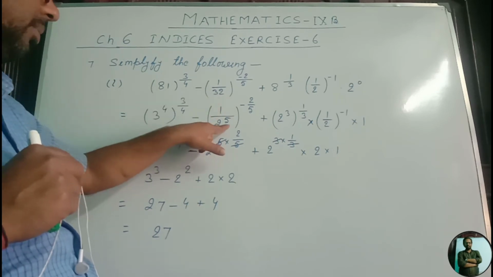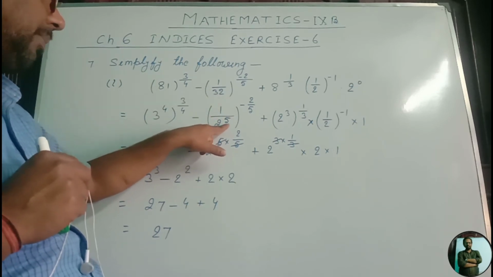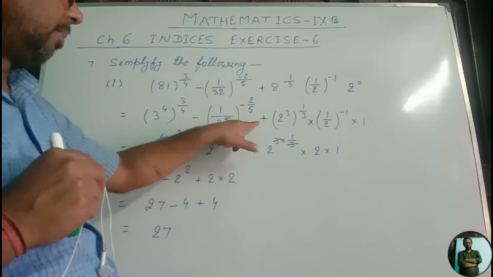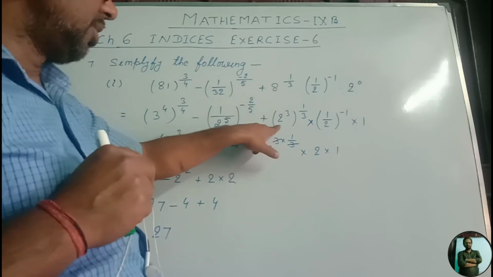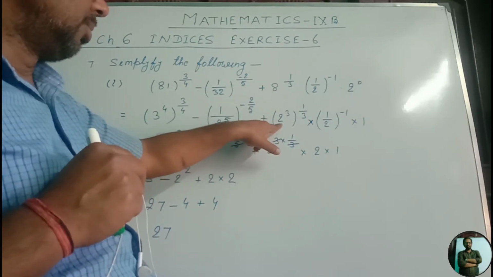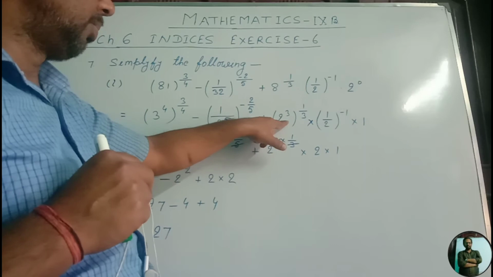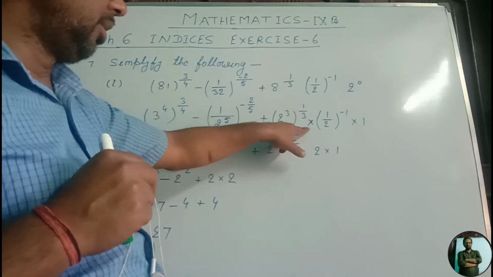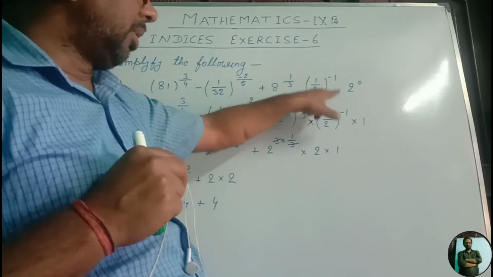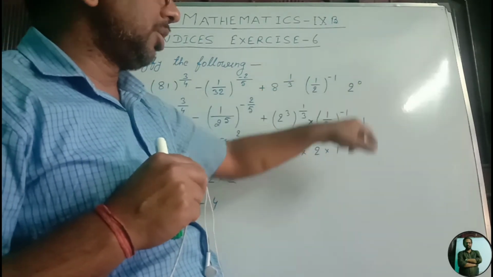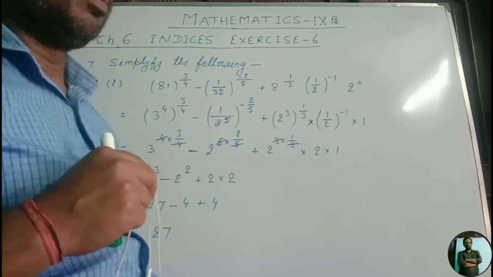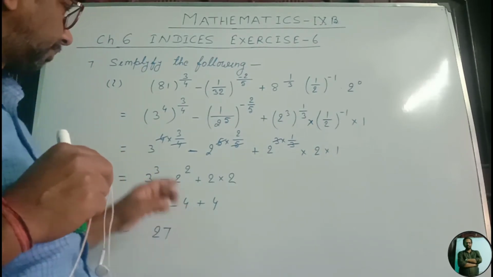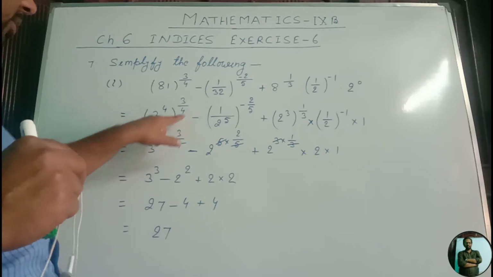2 to the power 5 means if you multiply 2 five times we will get back 32, whole power minus 2 by 5, plus this 8 I have changed into the base 2. 2 cube means if you multiply 2 three times we will get 8, and whole power 1 by 3, into 1 by 2 to the power minus 1, into 2 to the power 0, that is equal to 1. It means if the power is 0 upon any number, that will be equal to 1. Now these two powers are multiplied.